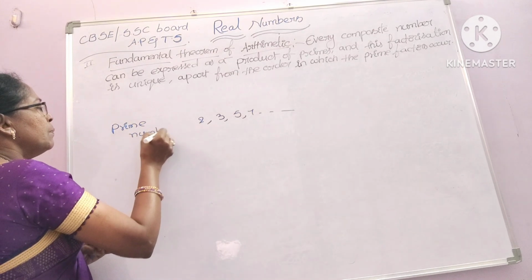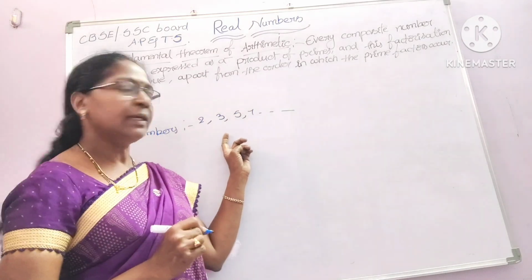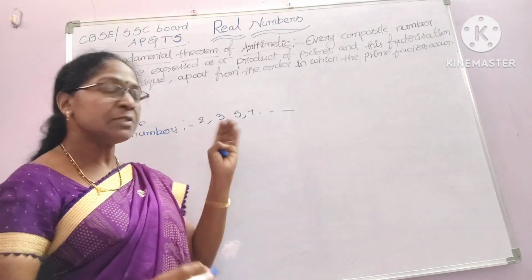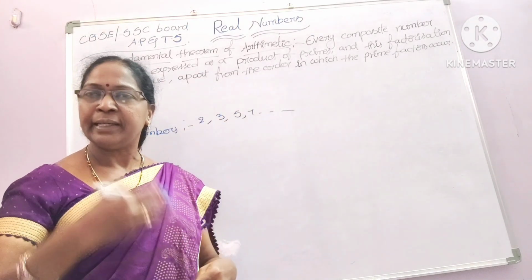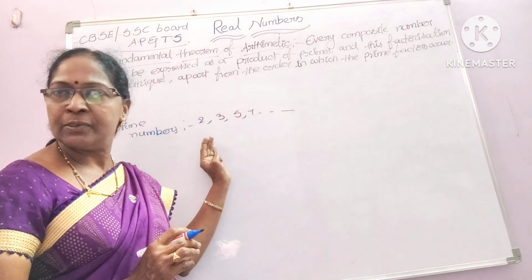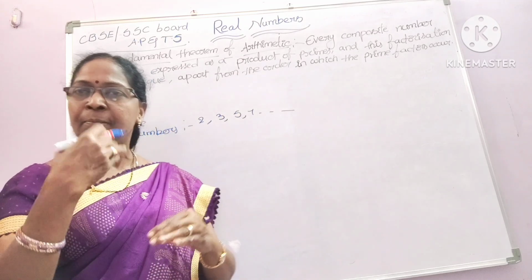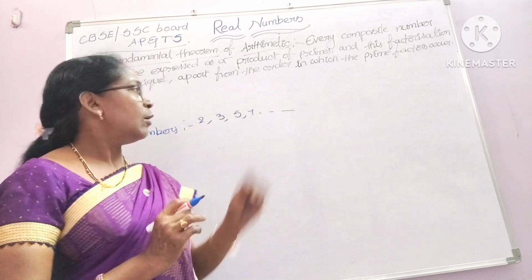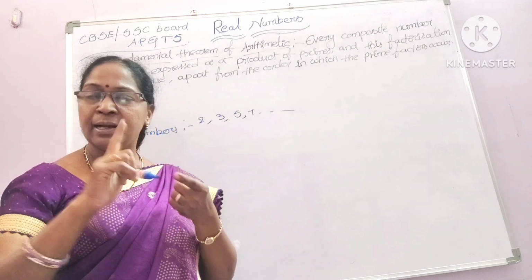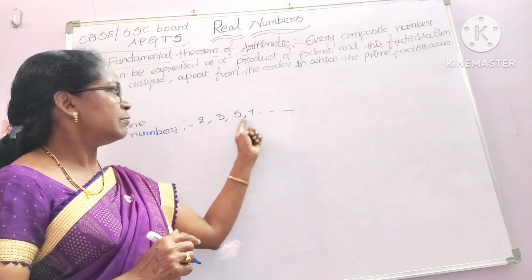What are prime numbers? These numbers only have two factors. Simply we can say the numbers which cannot be divided by any other number. These numbers have only two factors: 1 and the number itself are the factors. Examples are 2, 3, 5, 7.